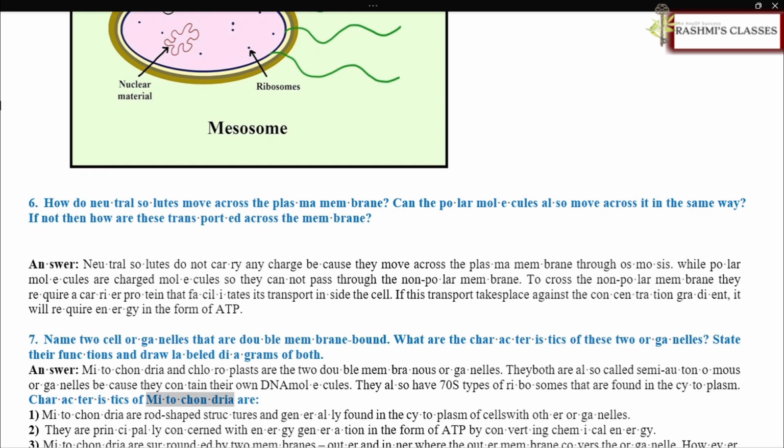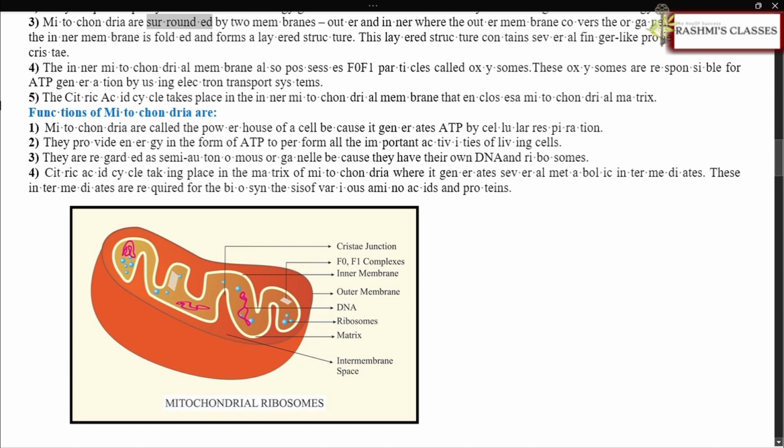Characteristics of mitochondria are: mitochondria are rod-shaped structures and generally found in the cytoplasm of cells along with other organelles. They are principally concerned with energy generation in the form of ATP by converting chemical energy. Mitochondria are surrounded by two membranes, outer and inner, where the outer membrane covers the organelle. However, the inner membrane is folded and forms a layered structure.